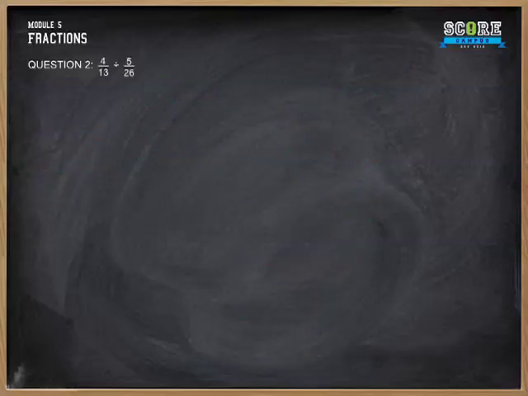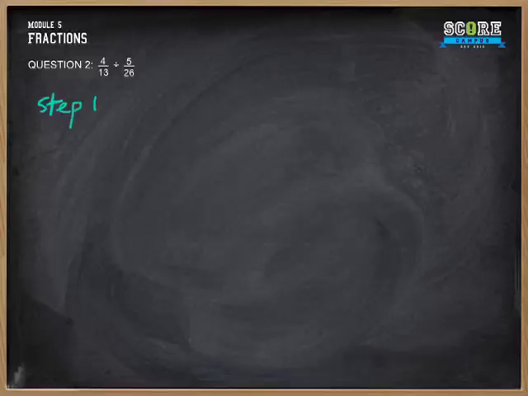Question 2, students. 4 over 13 divided by 5 over 26. This one involves two proper fractions. We now know that 5 over 26 or 4 over 13 can flip when we change from division to multiplication. So let's move to step 1.